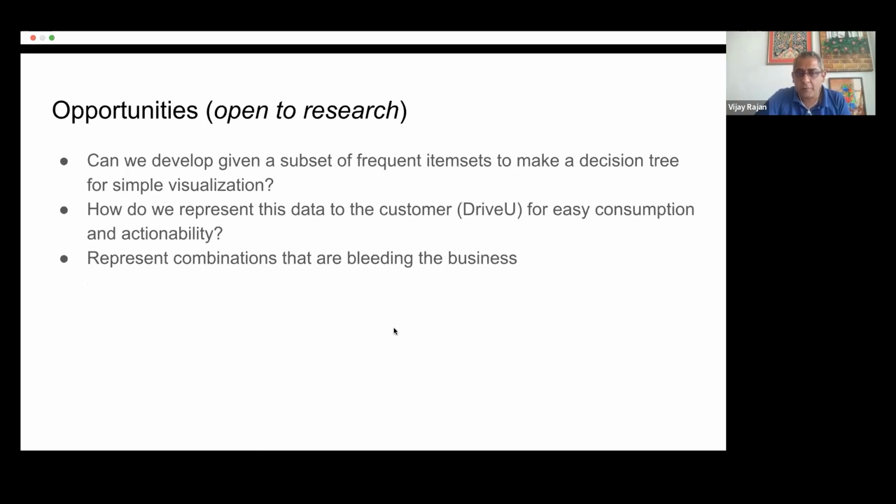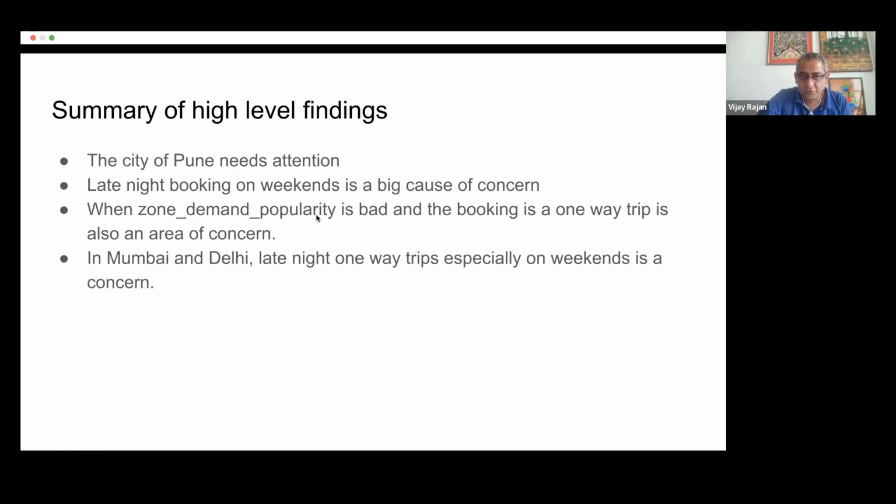And represent the combinations that are bleeding for the business, right? Only a few combinations, as I mentioned here. Zone demand popularity is bad, and the booking is a one-way trip. So it's not a popular zone and it's a one-way trip, then that's a combination, right? Each of these are combinations.